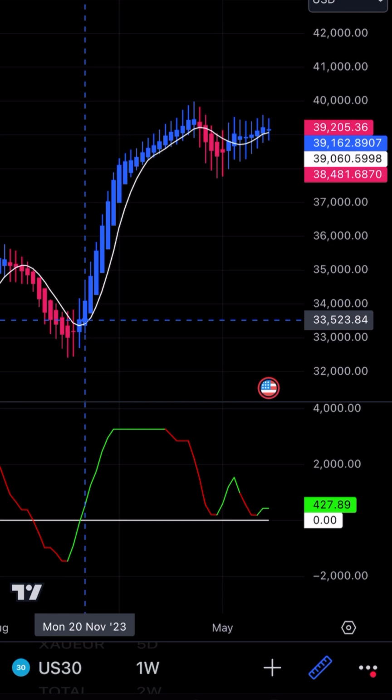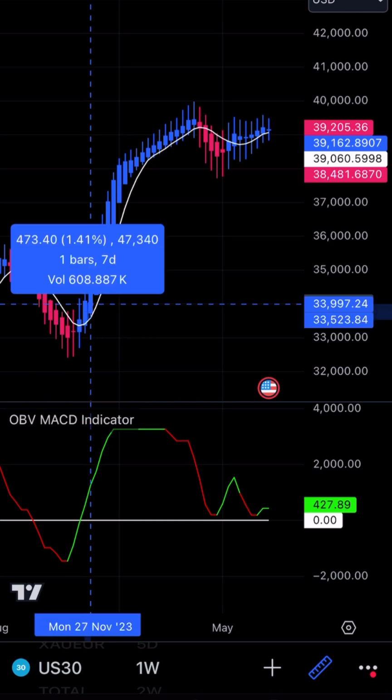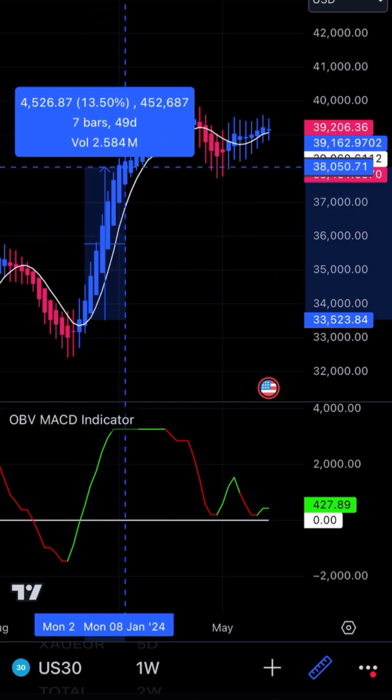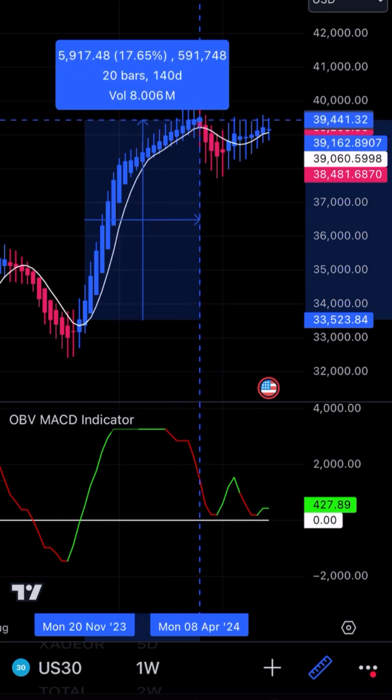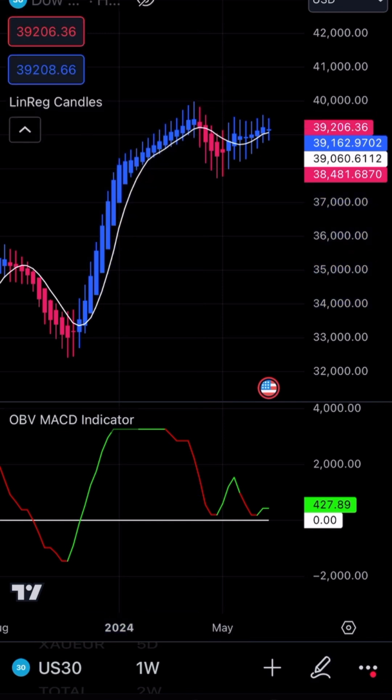So right here you see it crossing on the weekly, and you see it crossing up on the linear line at exactly the same time. So you could have ridden this entire thing out, because it doesn't even touch the linear line up here. This is 140 days. 140 days of riding this out, and you would have turned a 0.01 into $5,917. That's the power of doing this on the weekly.